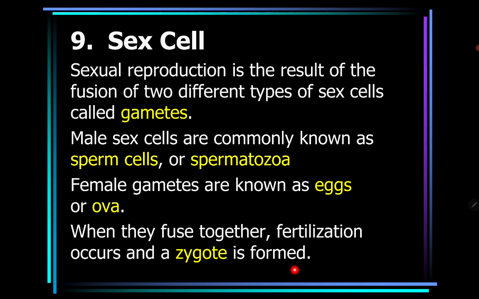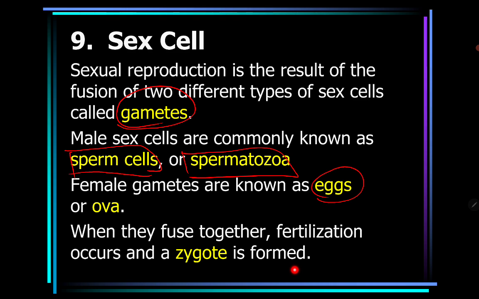And next, we have the sex cells. So sexual reproduction is the result of the fusion of two different types of cells called the gametes. Male sex cells are commonly known as the sperm cell or the spermatozoa. And of course, for the female gametes, also known as the eggs or the ova. And when they fuse together, fertilization occurs. A zygote is being formed already.